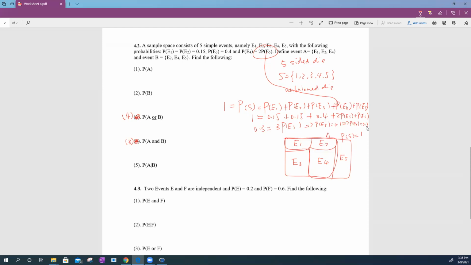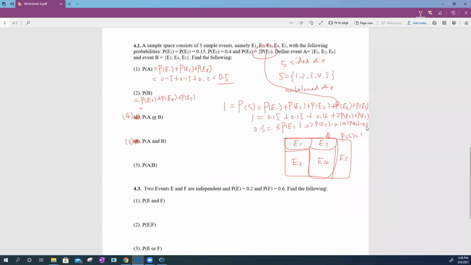That's A. So then we just need to say that's probability of E1 plus probability of E2 plus probability of E4. 0.15 plus 0.15 plus 0.2. So we got 0.5. E1, E2, E4. So 0.15, 0.15, and then 0.2. That's 0.5. And probability of B, so we have probability of E, because event B consists of E2, E4, and E5.